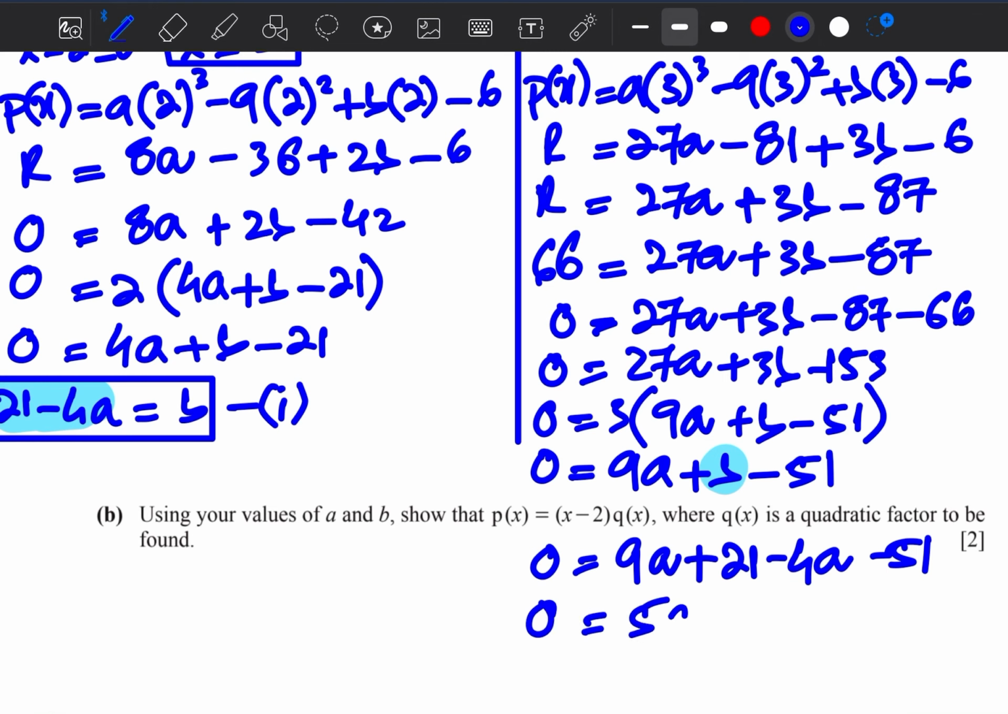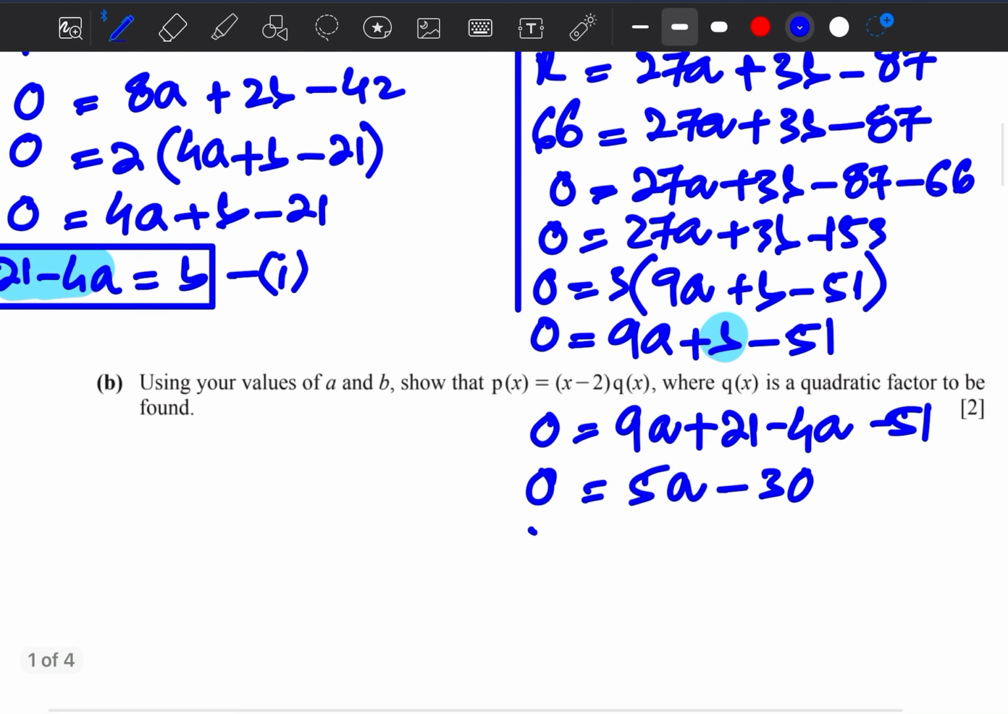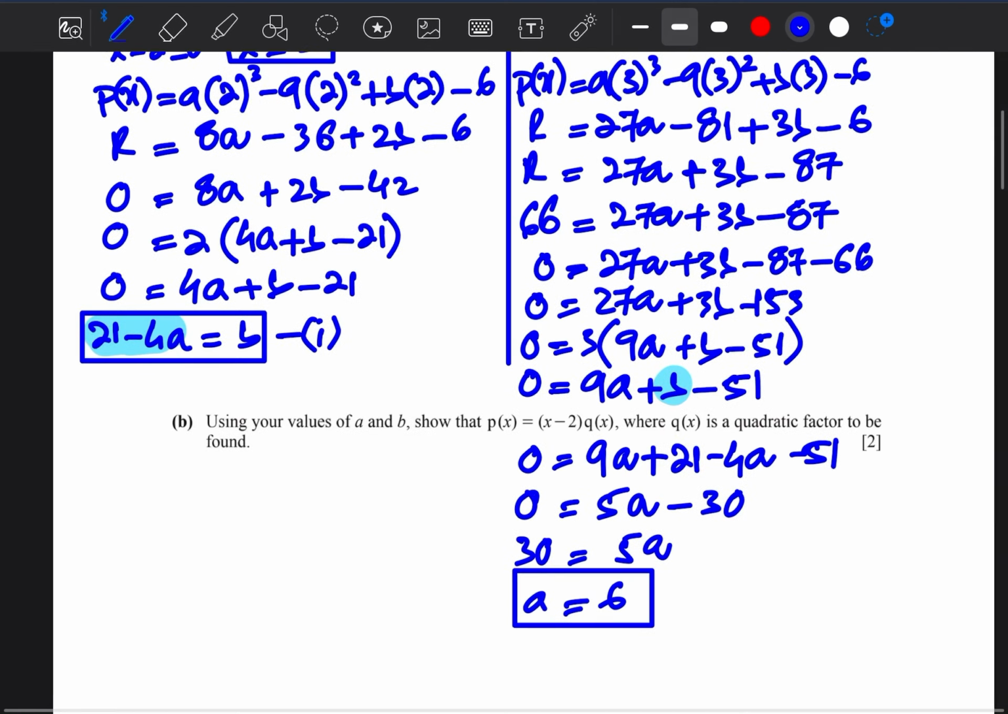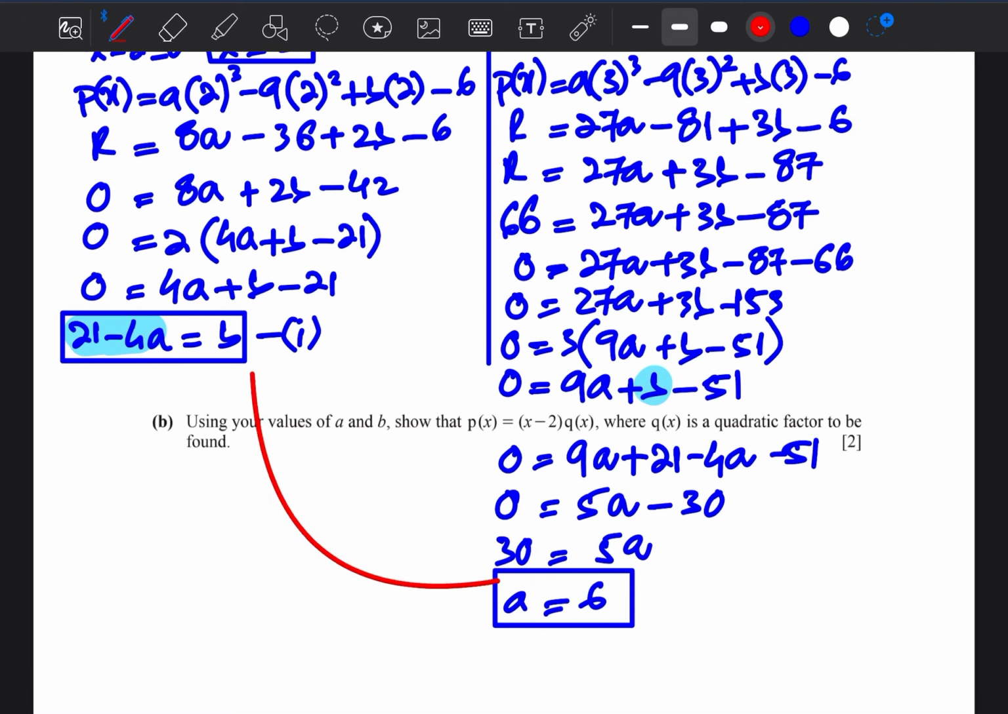9a minus 4a is going to be 5a. 21 minus 51 is going to be minus 30. After simplification, I'm going to get the value of a, which is 6. Once I got the value of 6, I'm going to put it over here in the very first equation.